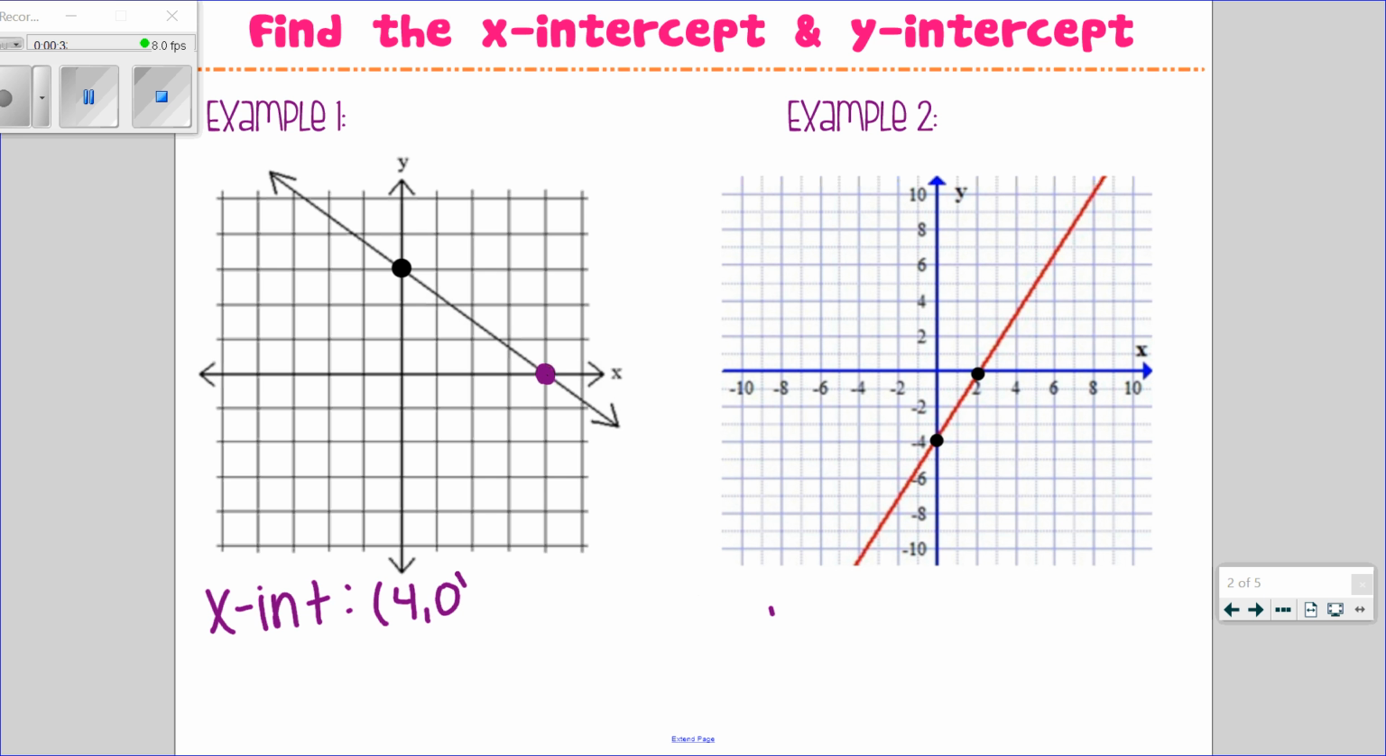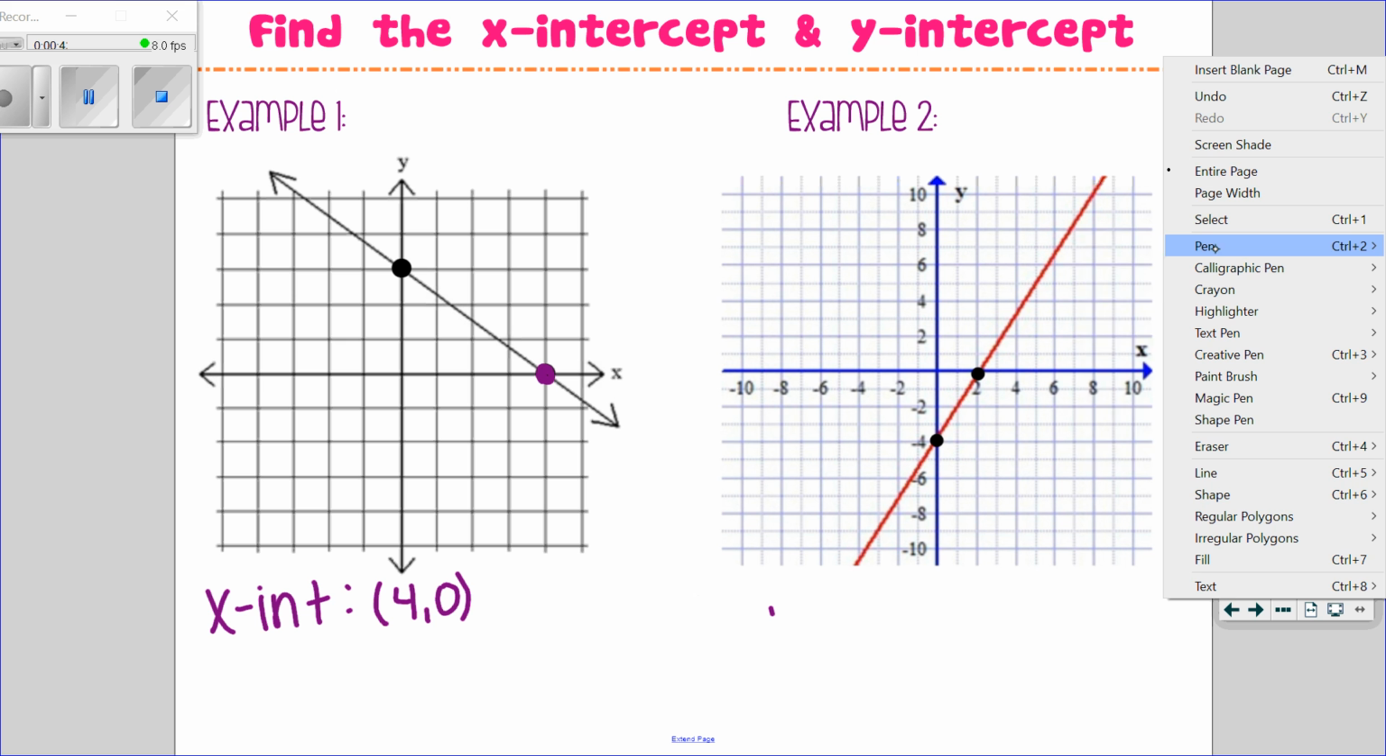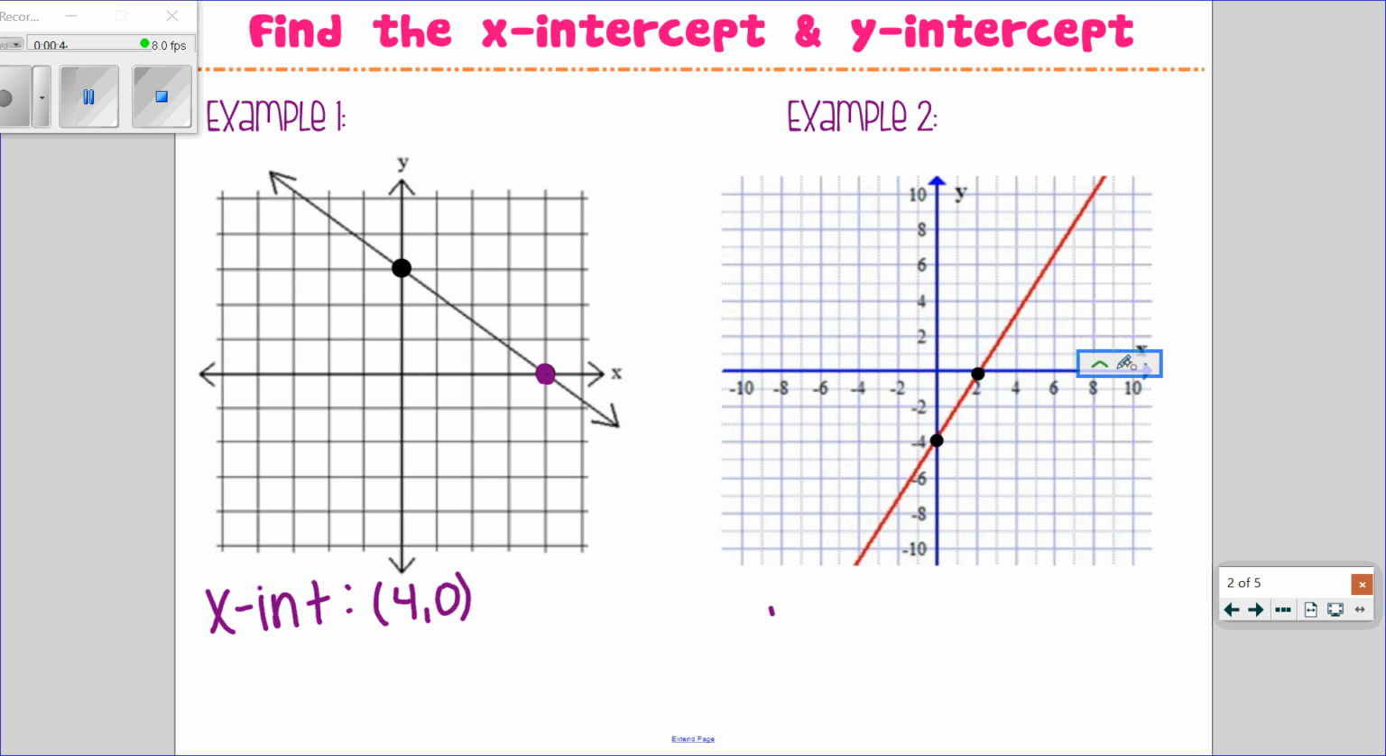And please make sure that you write all of your intercepts today as points. Do not just write the number 4, write it as a point 4, 0. Now let's do the y-intercept. Looks like our y-intercept is right here, and that is going to be the point 0, 3. We go left and right 0, up 3. So again, make sure you're writing them as points.